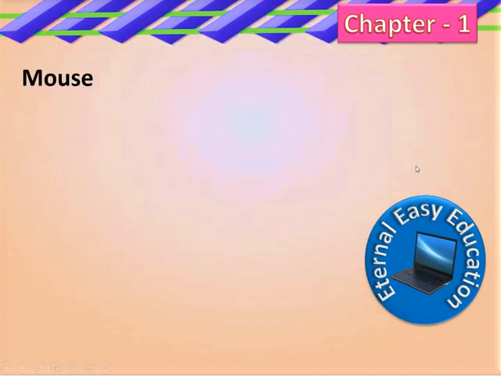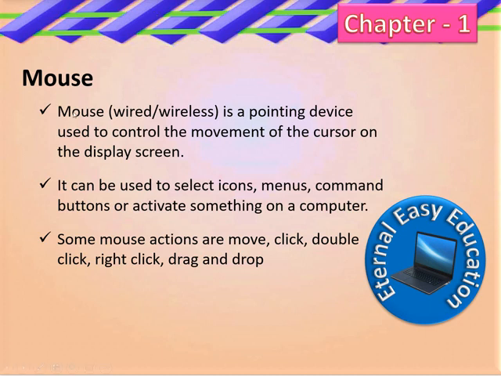Next input device is mouse. First point, it can also be wired and wireless. Then it is the pointing device used to control the movement of the cursor on the display screen. You can see the mouse which is moving here and there. Then it can be used to select icons, menus, command buttons, or activate something on a computer. Then mouse actions are click, move, double click, right click, drag and drop.